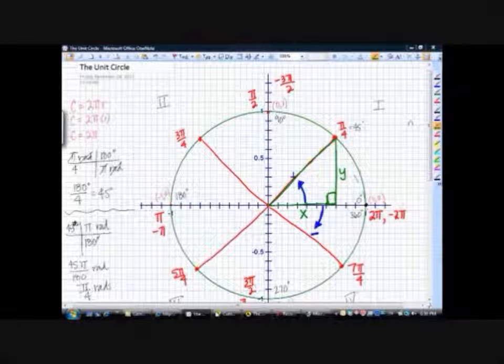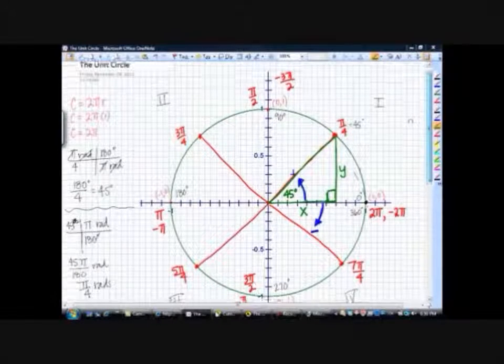Now, one thing I'll have you notice is when you go from 0 to 90 degrees, halfway from 0 to 90 degrees is going to be 45 degrees, right? We also discovered that over here when we converted pi over 4 radians to degrees, we got 45 degrees. So this is going to be a 45 degree angle.